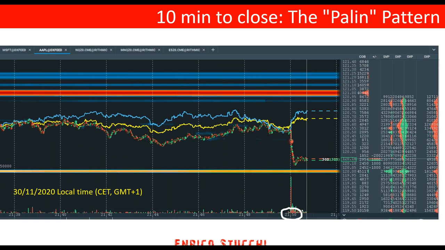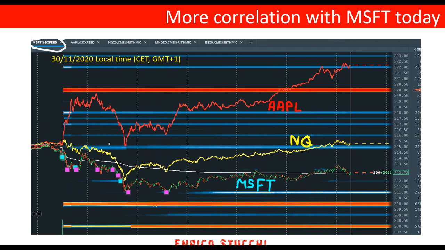Ten minutes before the close, you have very high volatility, as we have seen before. This is the Palin pattern, because Marco Palin, one of my friends, discovered this algorithmic activity exactly at this time, 21:50 European time. Okay.